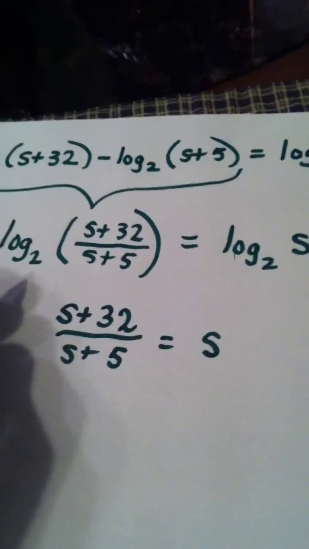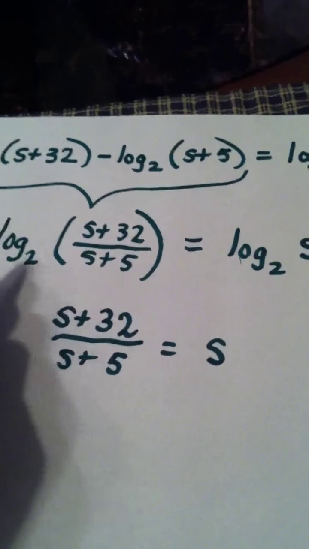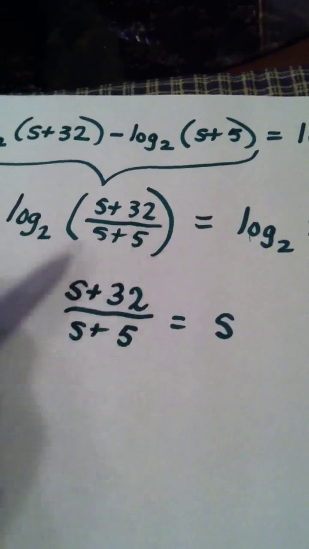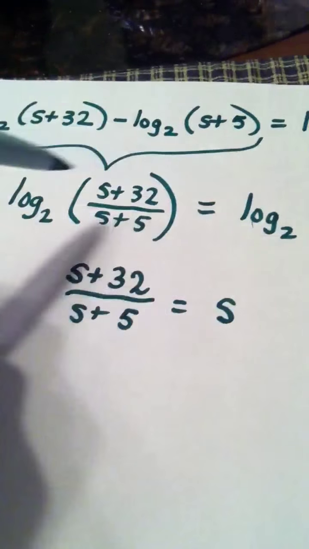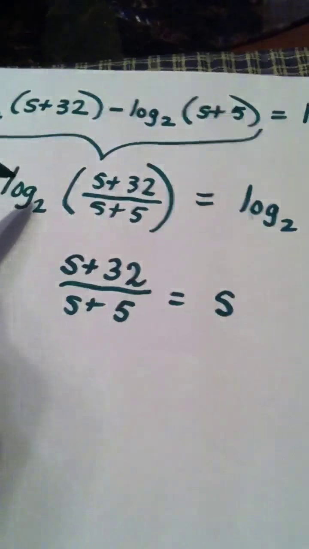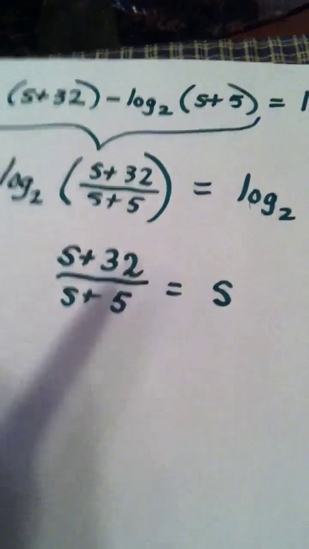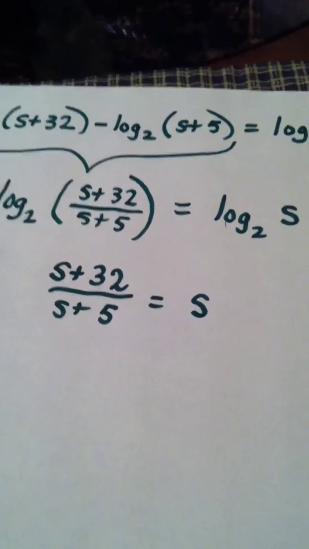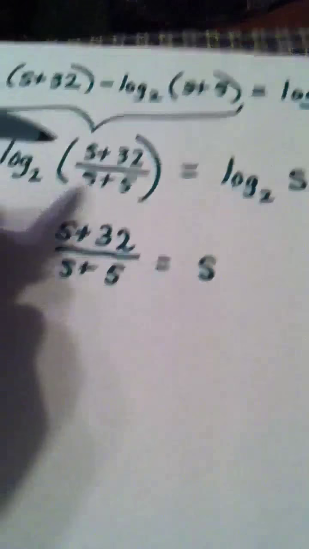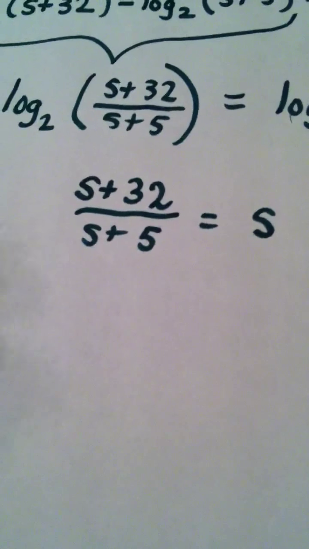But here's what happened. The log function is a one-to-one function. So basically, here's what that means. If their answers are equal, if the two y values are equal, then the inputs must be equal as well. And that's because log base 2 is one-to-one. Okay? So, if the answers are equal, the arguments are equal. Now we proceed from here.